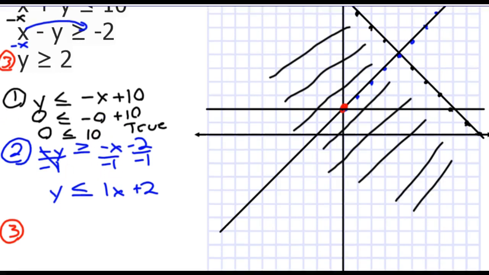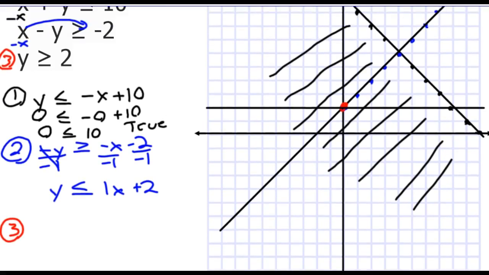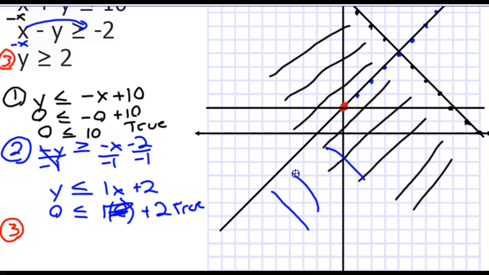The second inequality, 0, 0 is still not a part of that line, so we can test 0, 0. So 0 is less than or equal to 1 times 0, plus 2. 1 times 0 is 0, so 0 is less than or equal to 2. That is true. So I can take wherever 0, 0 is and shade in that side of my second line.